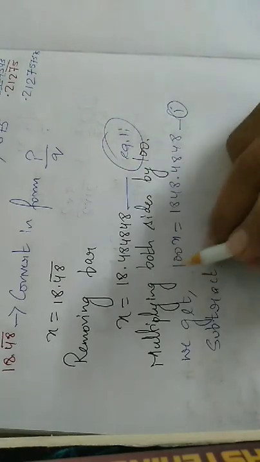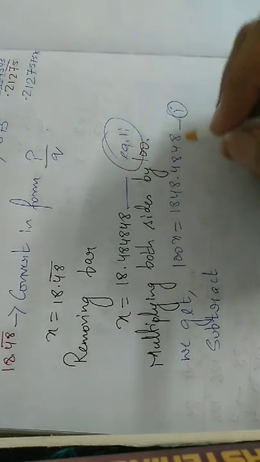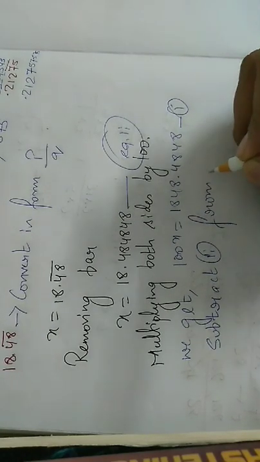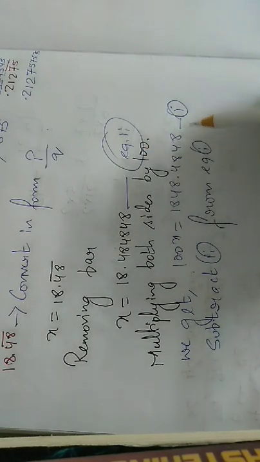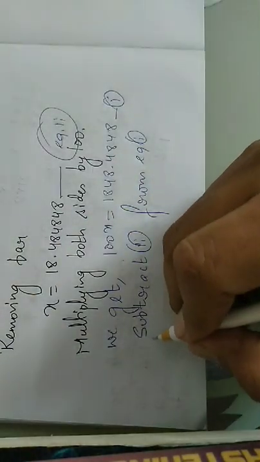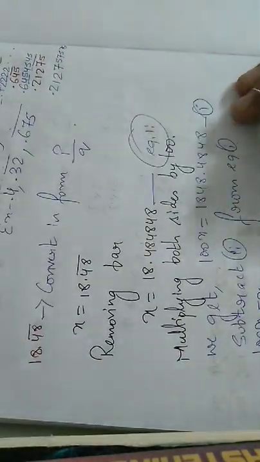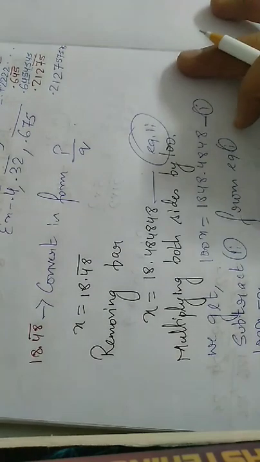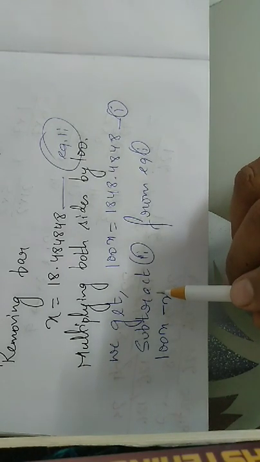So now we need to subtract. What do you need to subtract? This is bigger, this is smaller. Obviously you need to subtract 2 from 1, right? Subtract equation number 2 from equation number 1. So what happens is 100x minus x. This becomes 100x minus x, which is 99x.